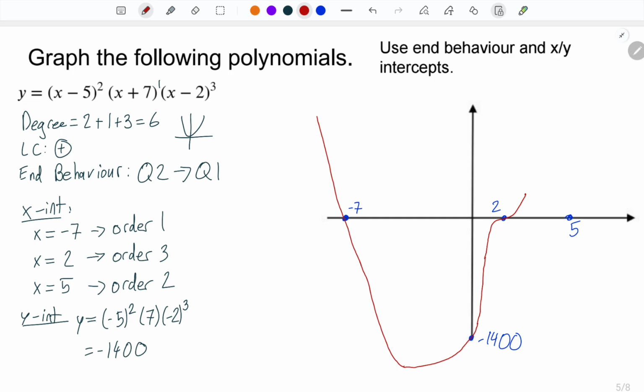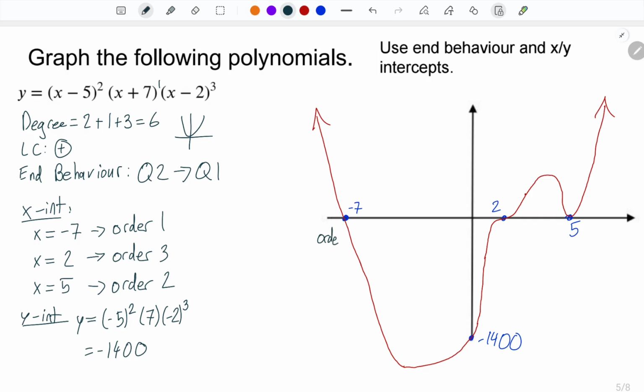And then we go to the next intercept, but we're going to go now with order 2, which means it kind of bounces. It's a turning point, a parabola there. And there's no more intercepts, so we just keep going on upwards now. And that then matches our graph ending in quadrant 1. So there we have it. We have those 3 x-intercepts and the y-intercept.